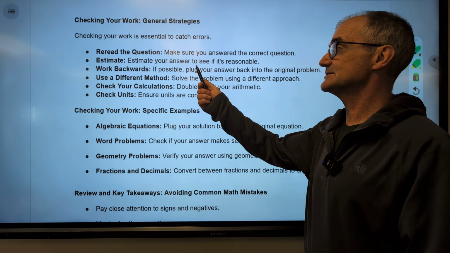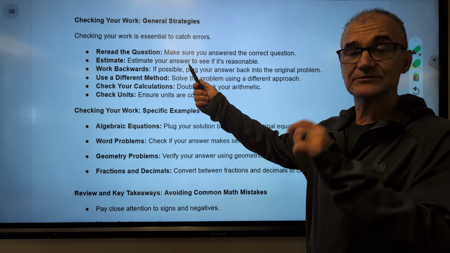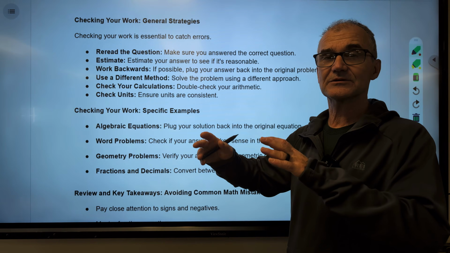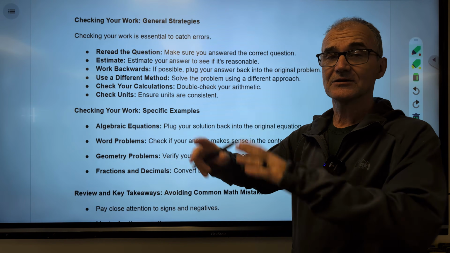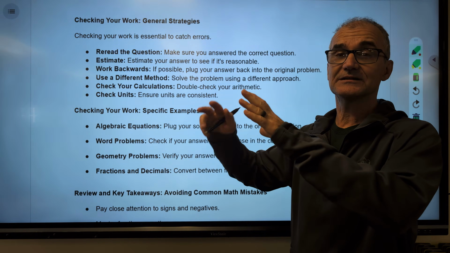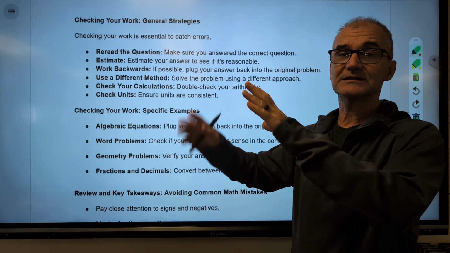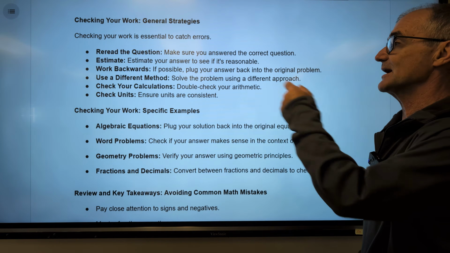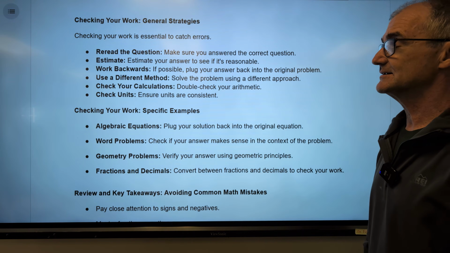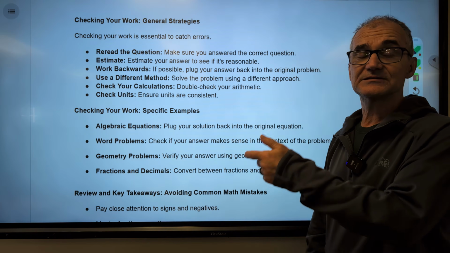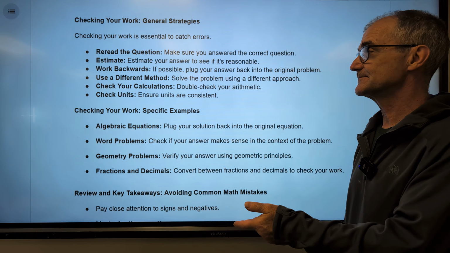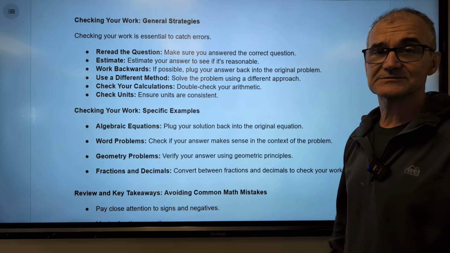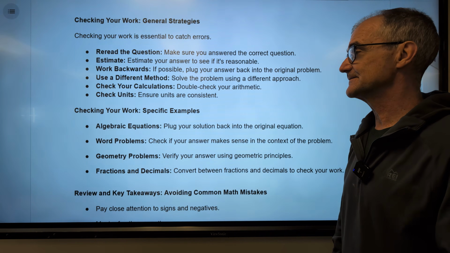So reread the question, make sure you read it correctly, you circled the key words. Estimate before you even do any of the work. Think about, am I looking for 10 or am I looking for 1,000? Come up with an answer in the ballpark and then see if your answer is going to be somewhere close there. If possible, work backwards: take your solution and plug it back in. If you could find a different method to solve the problem, go ahead and do that. And then just double check your calculations, that you didn't drop a decimal somewhere or add incorrectly.